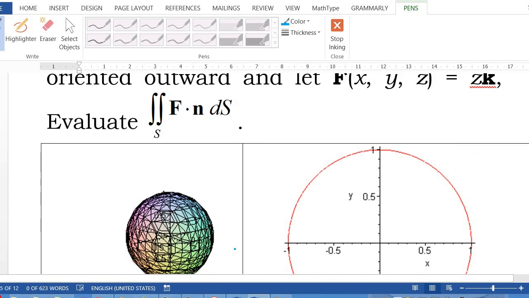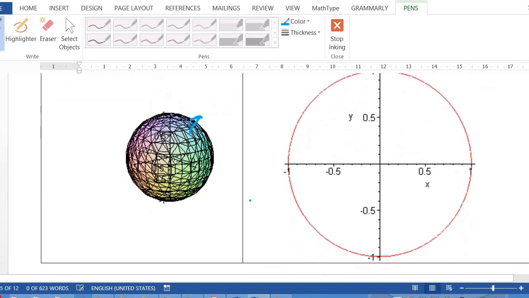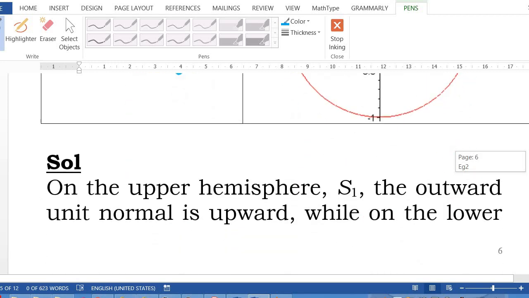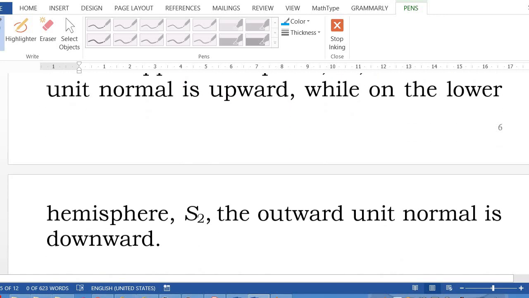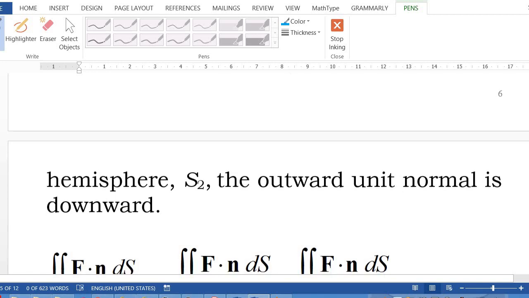Because for the sphere, for the upper hemisphere, oriented outward means assume you have a flow inside the sphere flowing out. And for the upper hemisphere, it is flowing up. The lower hemisphere will be down. That's why for the sphere we have to divide it into two surfaces. On the upper hemisphere S1, the outward unit normal vector is upward. On the lower hemisphere S2, the outward unit normal vector is downward.